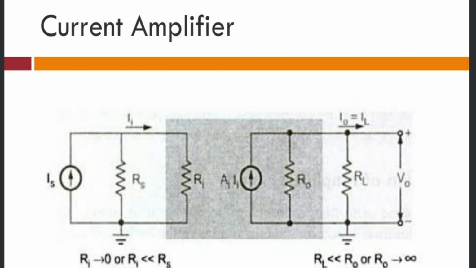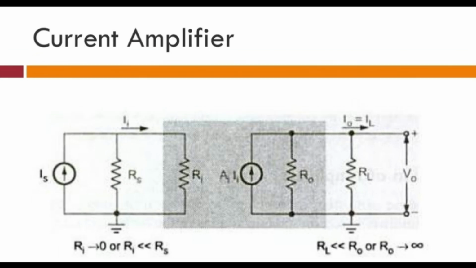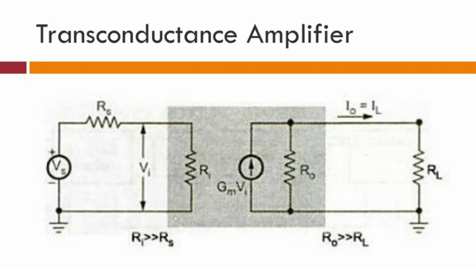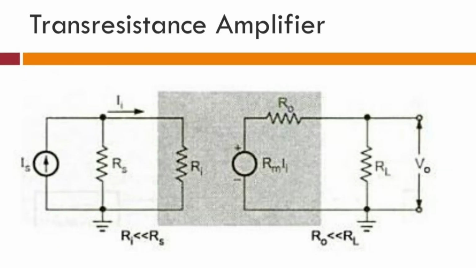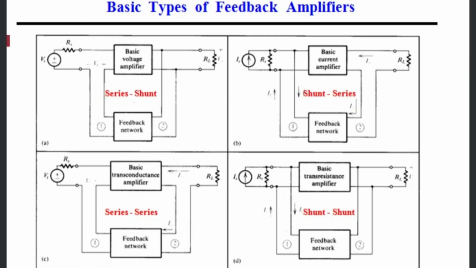Similarly, in the shunt-series feedback amplifier, the sampling signal and the mixing signal are both current. In the series-series feedback amplifier, the sampling signal is current and mixing signal is voltage. In the shunt-shunt feedback amplifier, the sampling signal is voltage and mixing signal is current. So this is all about the mixing and sampling process in a negative feedback amplifier, or a feedback amplifier in general.